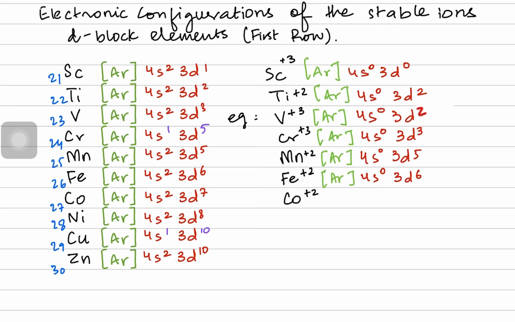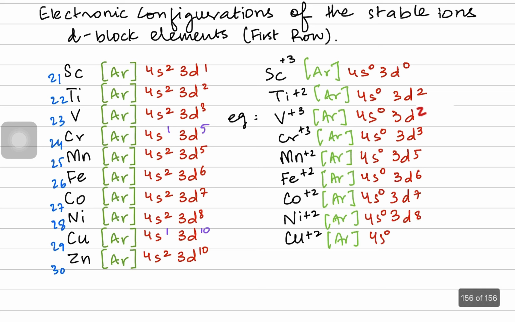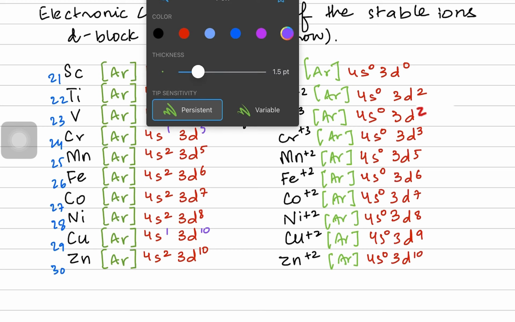Cobalt, nickel also make plus 2 ions. So again, 2 electrons are always going to lose from the 4s subshell. Similarly, for copper, the same thing happens where copper becomes 4s0 3d9. You can see that right here, 4s0 3d9. Zinc, after losing 2 electrons, becomes 4s0 3d10.